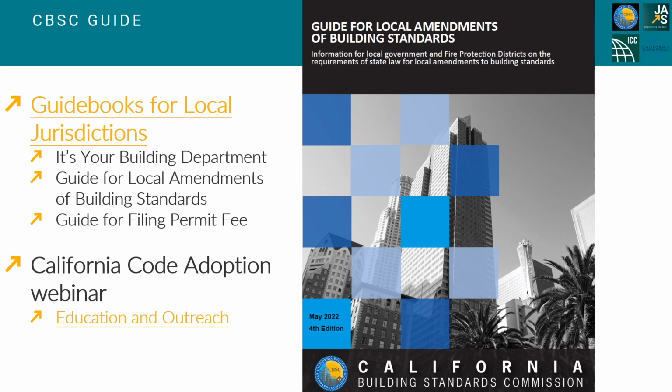Other useful guidebooks for local jurisdictions are It's Your Building Department and a guide for filing permit fees. These can be found on BSC's website under the Resources tab by going to dgs.ca.gov/BSC. Also on our resources website are short videos designed to provide a high-level overview of information that's provided in some of the other guidebooks we offer. This is also found on our resources page, and these videos include ones about the rulemaking process, about Title 24, and about CALGreen, and there are several others.